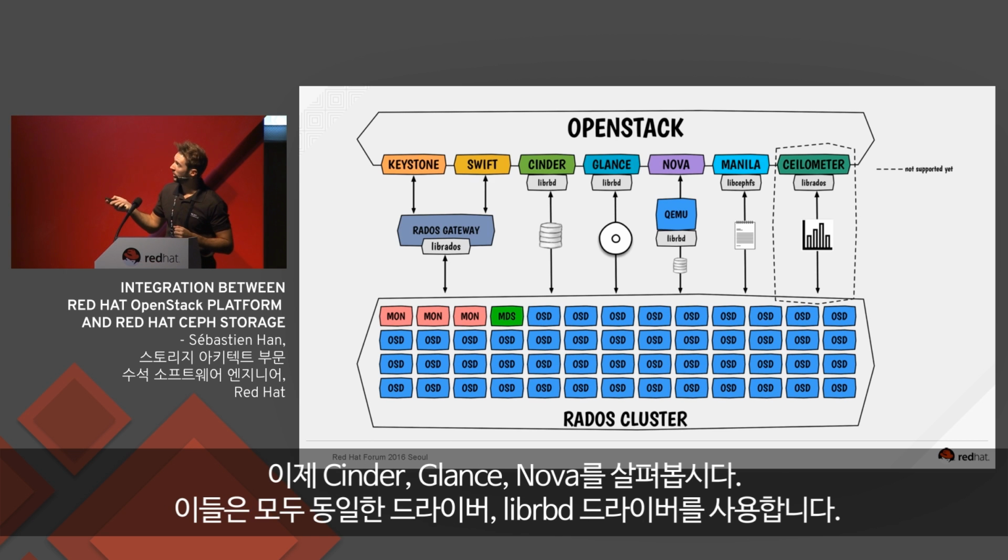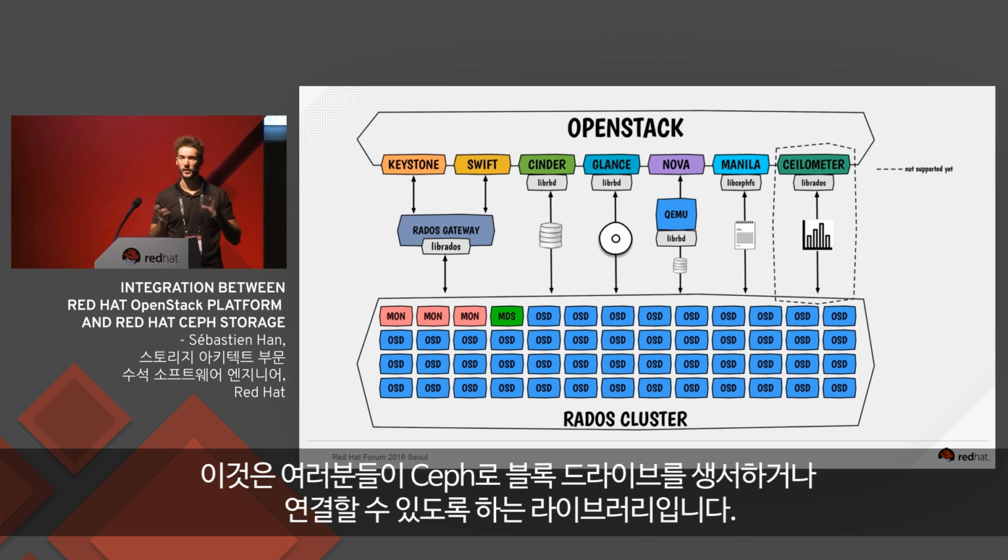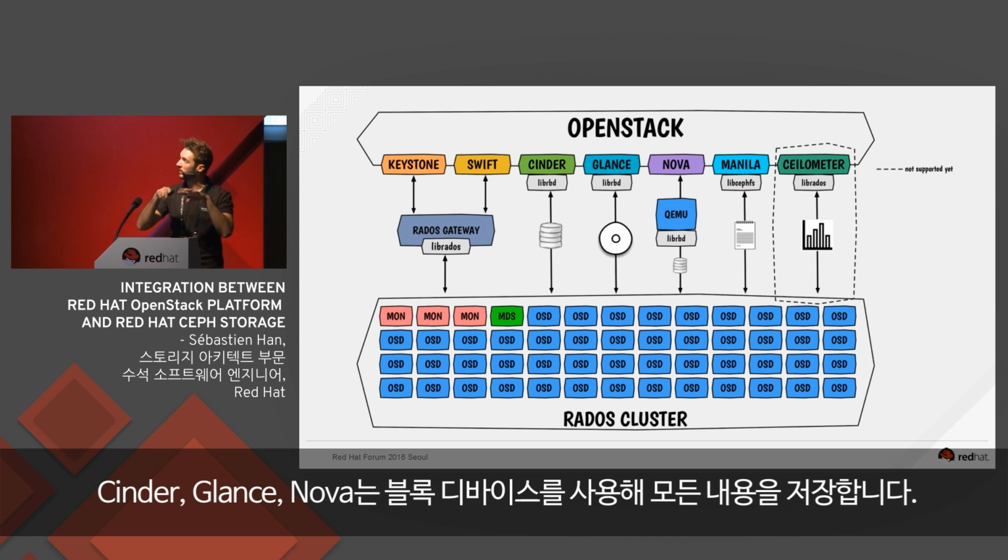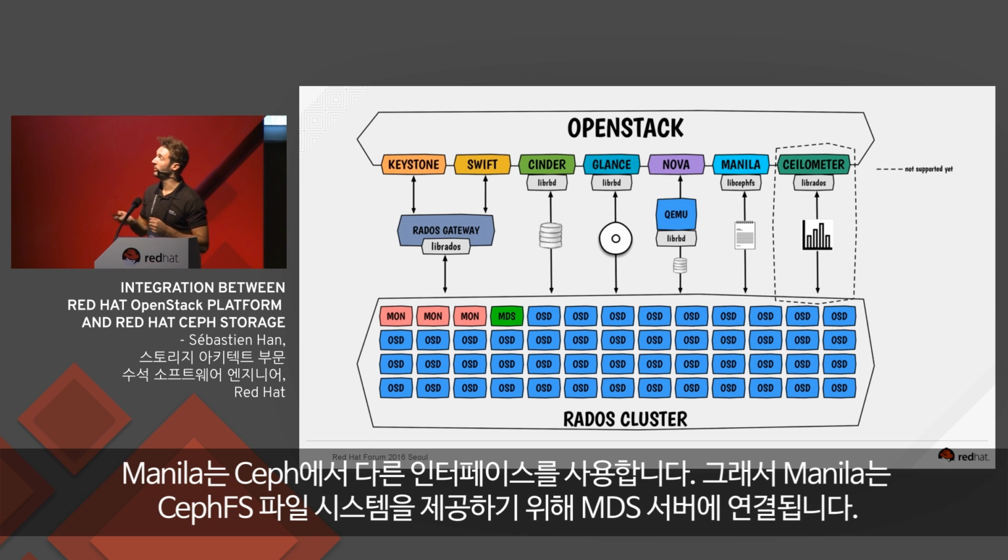Then we have Cinder, Glance, and Nova, which all use the exact same driver. It's the librbd driver. It's just a library that allows you to create block devices in Ceph and attach them as well. So Cinder, Glance, and Nova are storing all of their content using block devices. We have Manila, which is using another interface from Ceph. So Manila is connected to an MDS server to provide the CephFS file system.